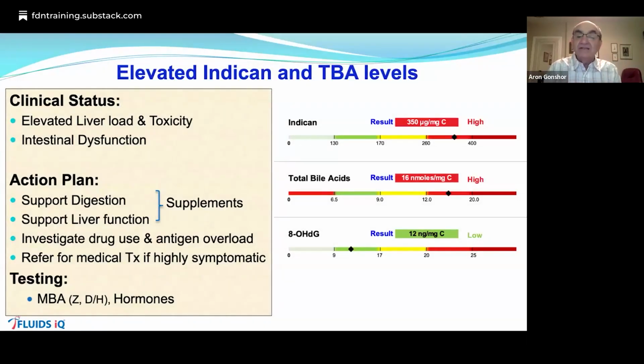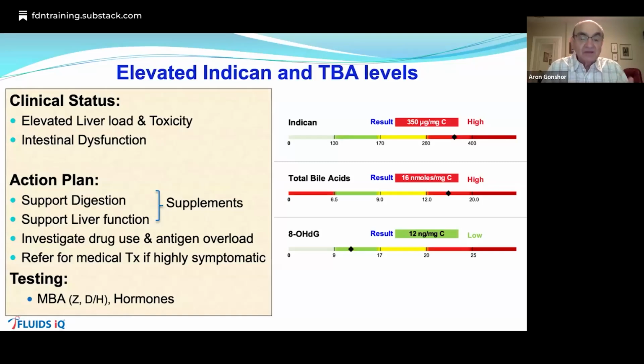What's the clinical status? Well, this test tells you there's elevated liver load, clearly toxicity because the liver is not detoxing properly, and there's intestinal dysfunction. And those two elephants in the room need to be dealt with. So what's the action plan? Well, you want to support their digestion. You've got to do whatever you can to at least try to make sure that they've got proper digestion. You've got to check that.